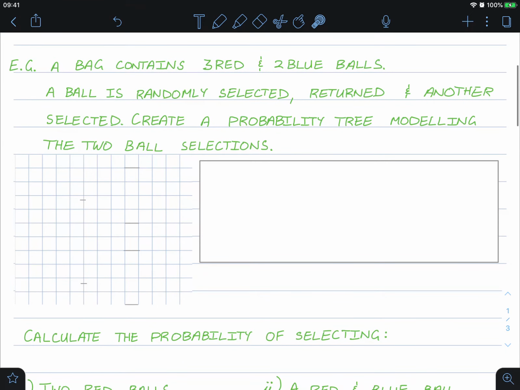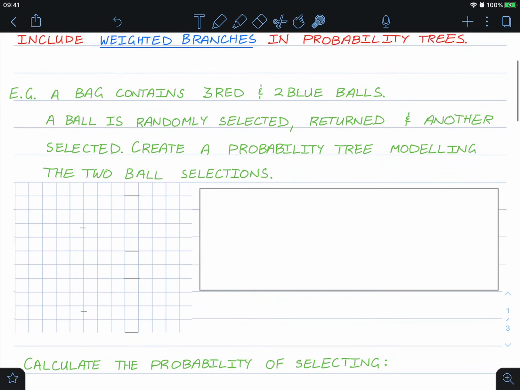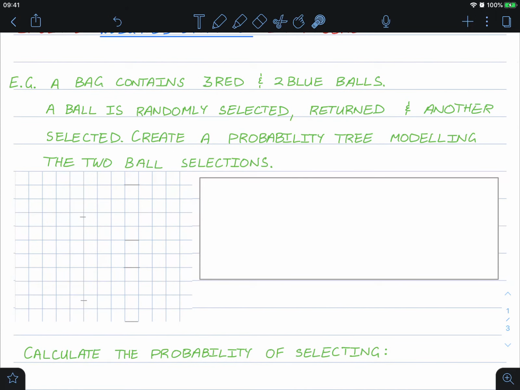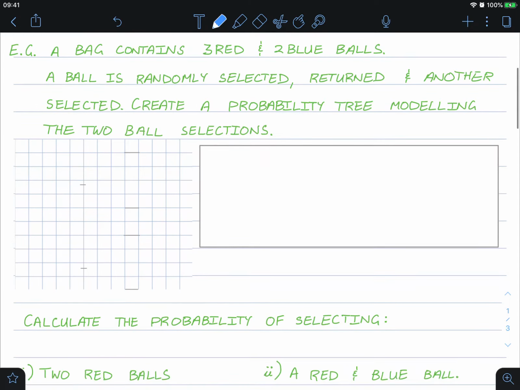So let's get straight into an example here. A bag contains 3 red and 2 blue balls. A ball is randomly selected, returned, and another is selected. Create a probability tree modeling the 2 ball selections. So as you can see, because 3 red is more likely than the 2 blue balls, we have to use some sort of way to distinguish that red is more likely than the blue.